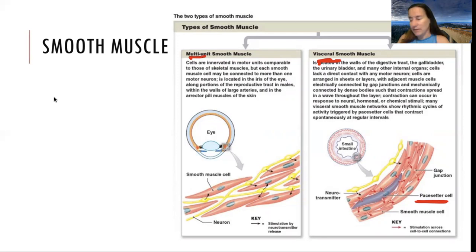And that's coordinated by these guys, the pacesetter cells. That's who is going to set the pace and create these wave-like movements of the smooth muscle, which is going to contract, and then contract, and then contract, and pushes the food through the intestines. So that's smooth muscle.